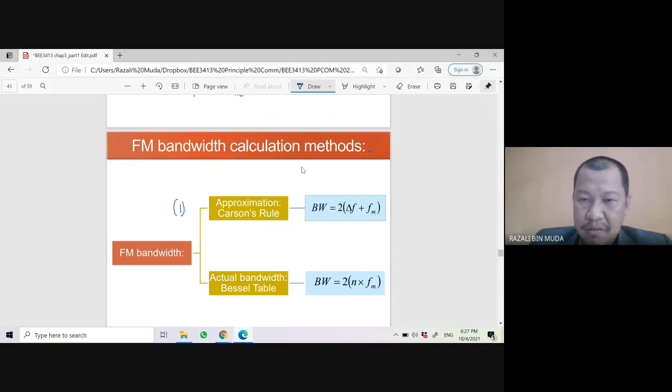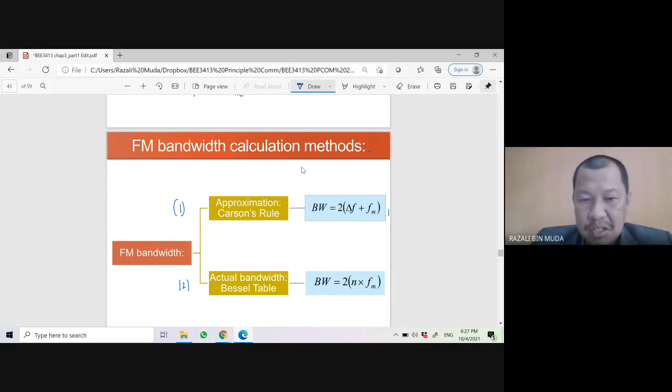Okay, delta F plus Fm in square brackets, multiplied by 2. So meaning 2 multiplied by delta F plus Fm. So this is one method first. The second method is using calculation from Bessel table.